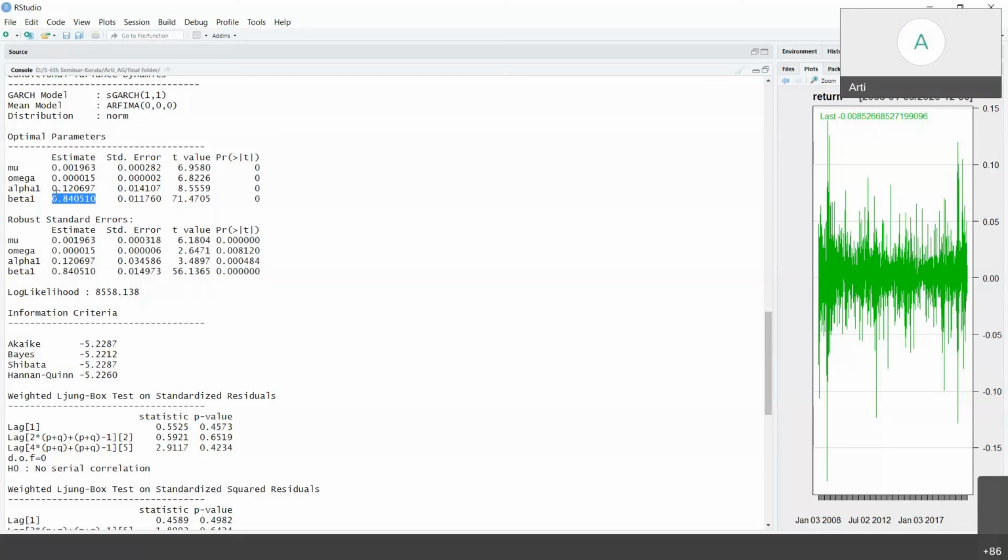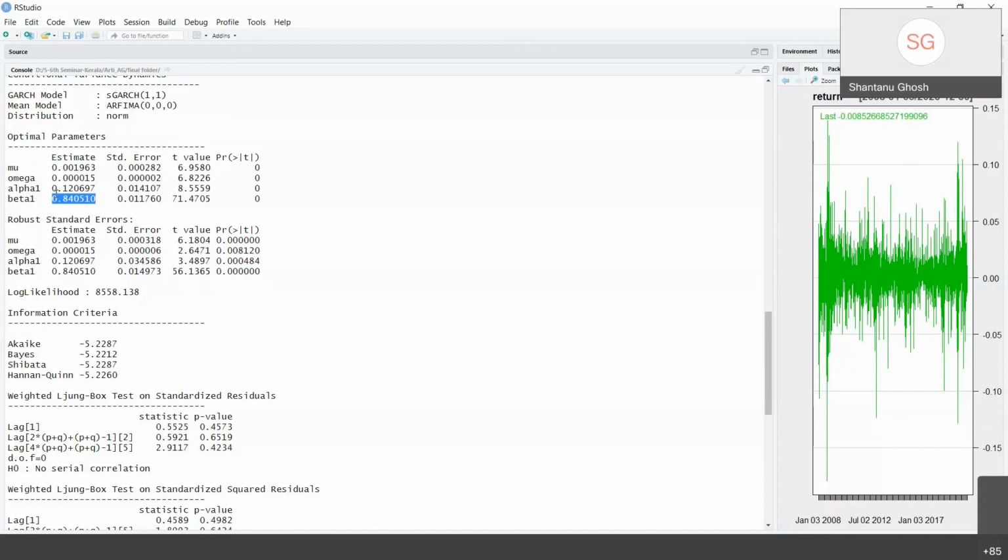I'll tell you once again, just hold for a while. H t equals alpha naught plus beta 1 h t minus 1, this is the past volatility, plus alpha 1 e square minus 1. Instead of epsilon, I'm saying e square minus 1 for your convenience. So this beta 1 is basically the coefficient of past volatility, which is represented by h t minus 1. Am I clear? Yes, ma'am.